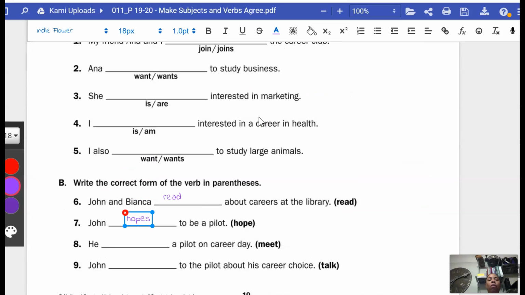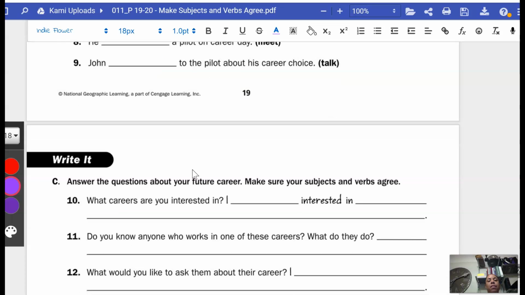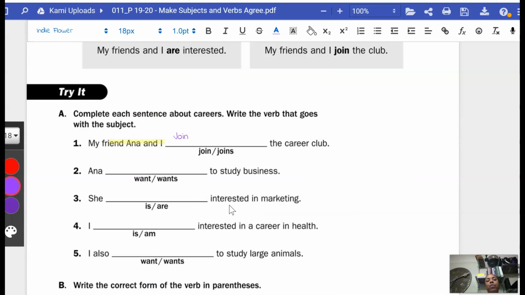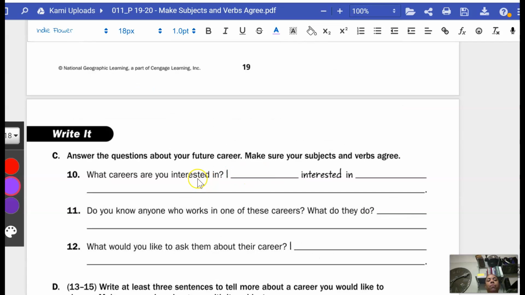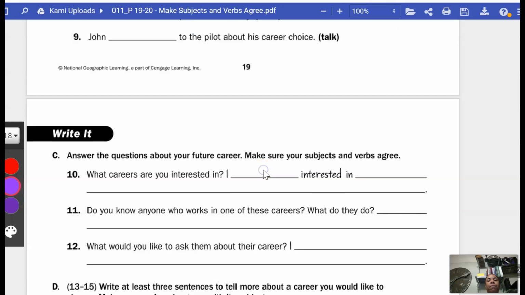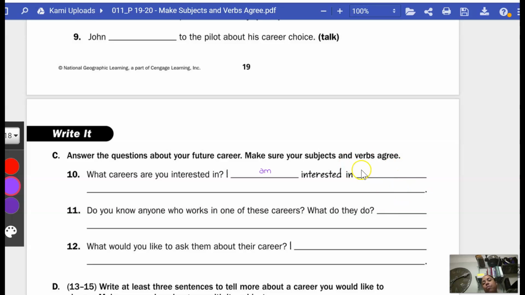Well, remember, if you go all the way back up to the top, we talked about different forms of be. I am, you are, he is, so on and so forth. In this sentence, we're using the pronoun I, so which form of be should we use? Right, I am. So in this one, I'm going to type am. Okay. So this one says, I am interested in, and then you just fill in the rest. What career? What do you want to be when you grow up? And so you're going to do that for each of these sentences.